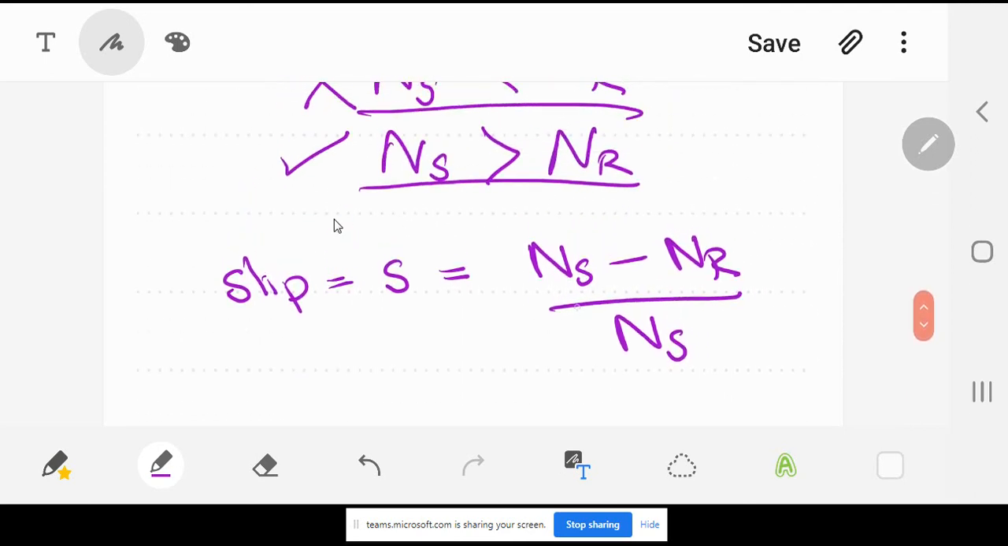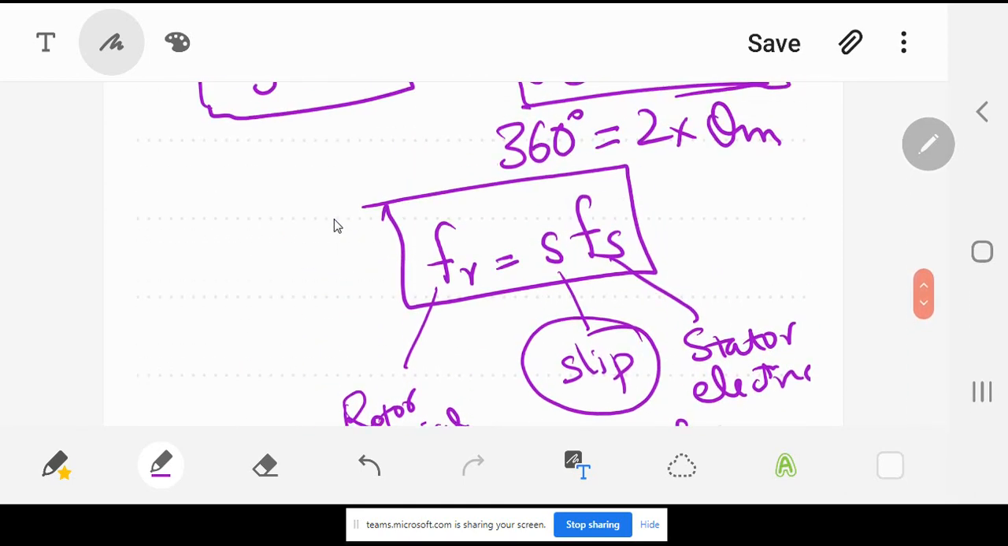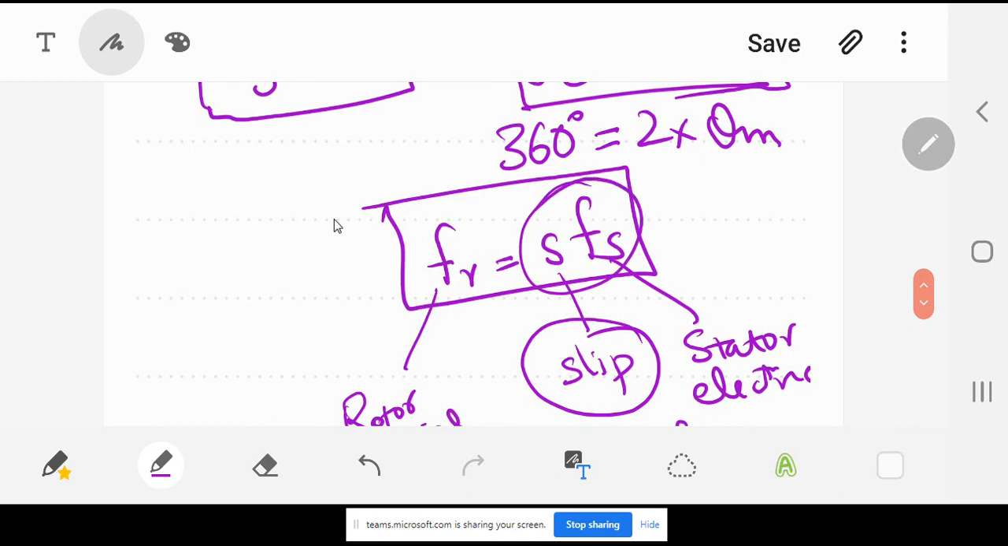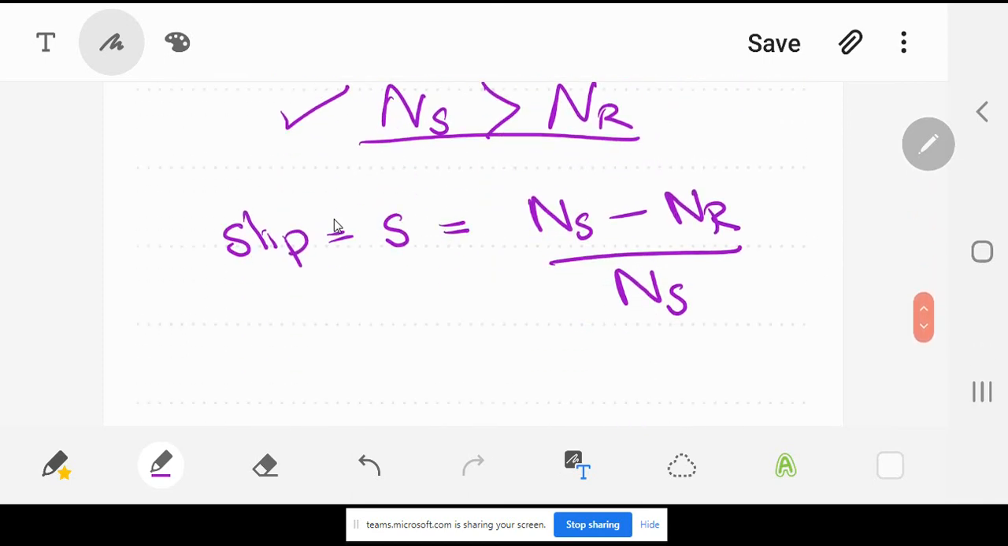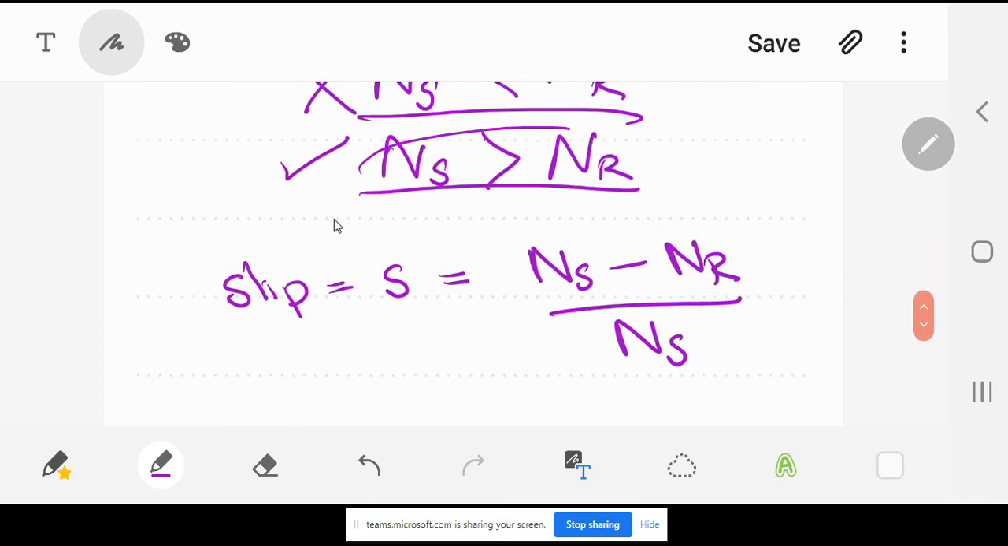Now you can see that when this difference is small, then the slip is small. When the slip is small, this term is going to be very small, so the rotor frequency is going to be very small. But as the difference becomes more, that is ns greater than nr, the difference expands to like 100 or 200 rpm. 200 can never be, but supposedly it's a very bad design motor and you have a difference of 200 rpm. So what will happen?